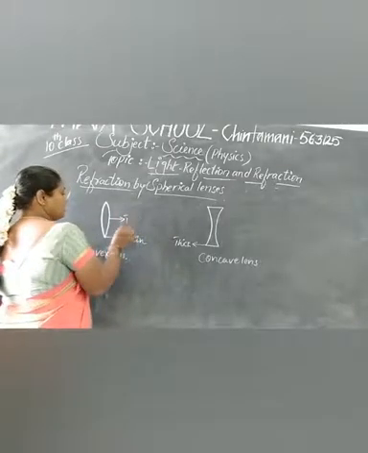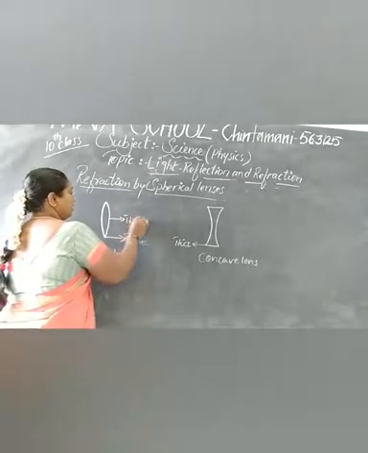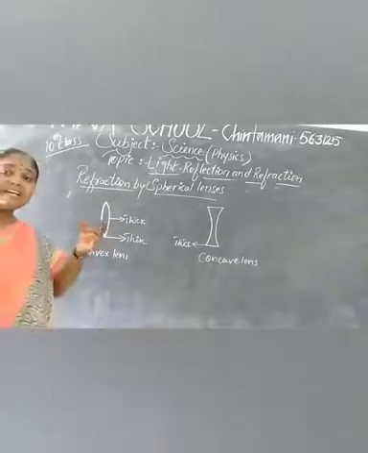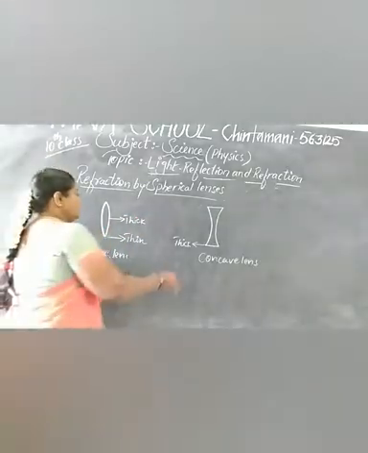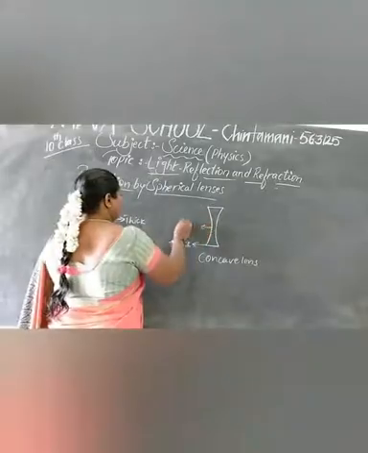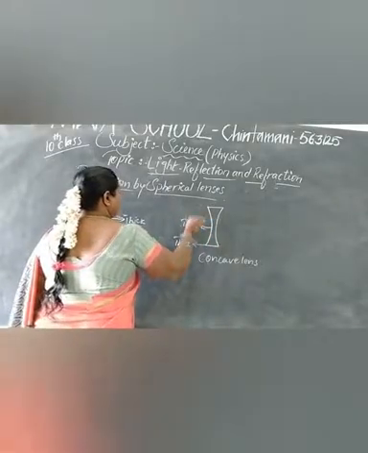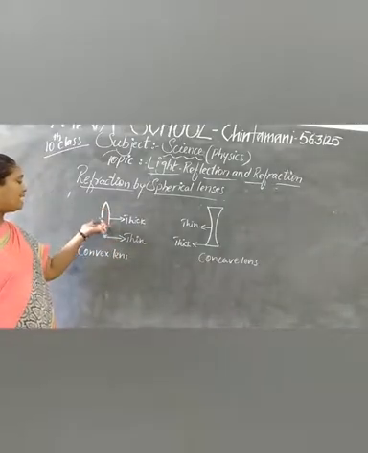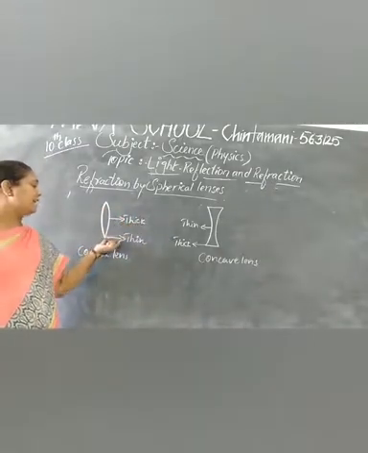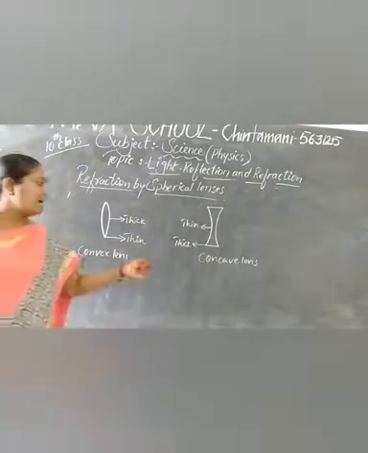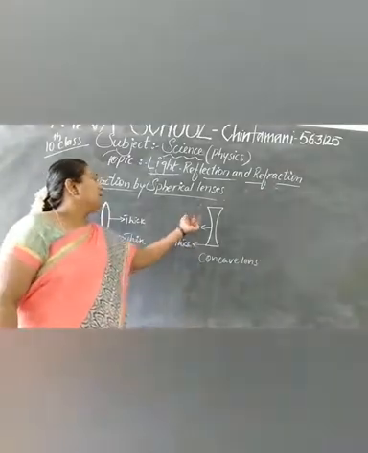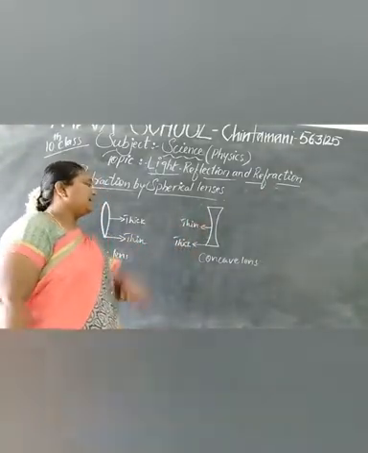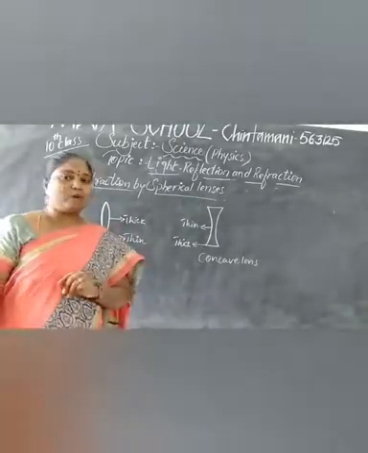It is thick, children. Sorry. The middle has the thick part. And here, it is very thin. So, what can we say? For the convex lens, the middle part will be thick and the edge will be thin. And what about the concave lens? The middle part will be thin and the edge part will be thick.